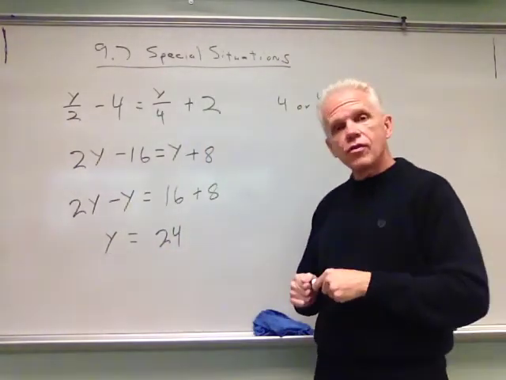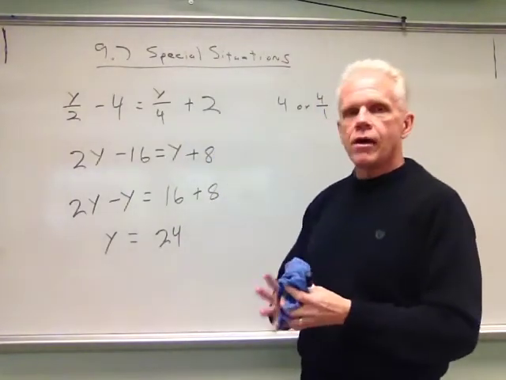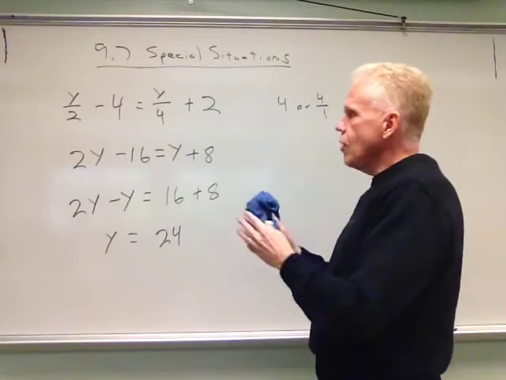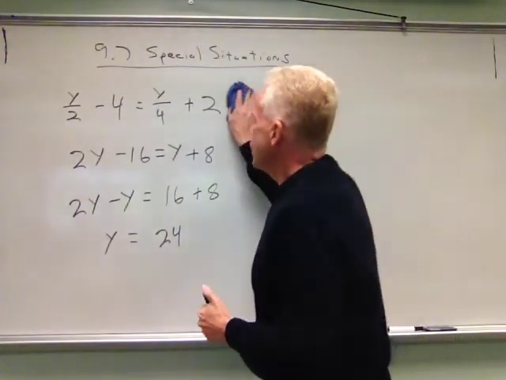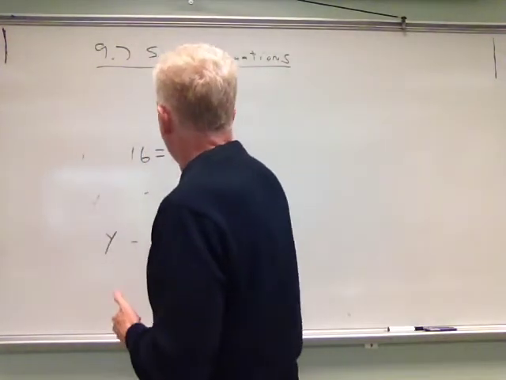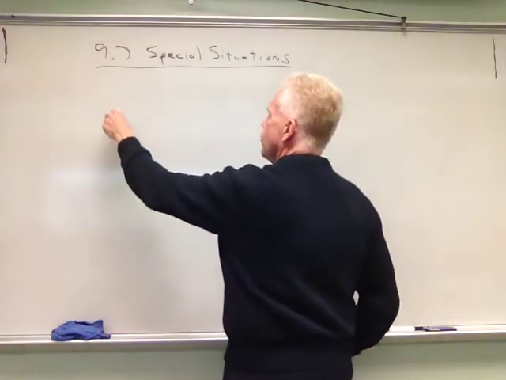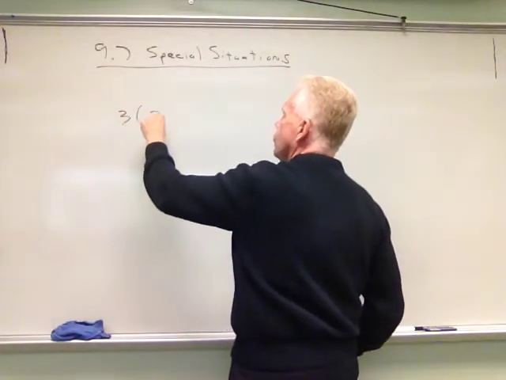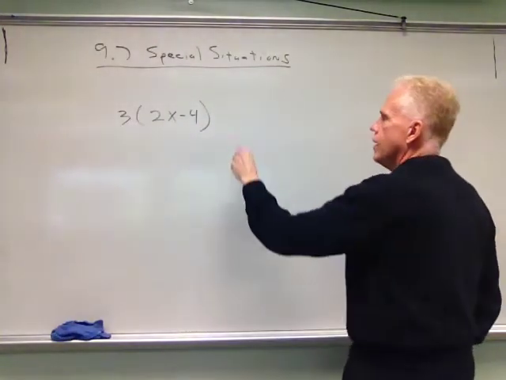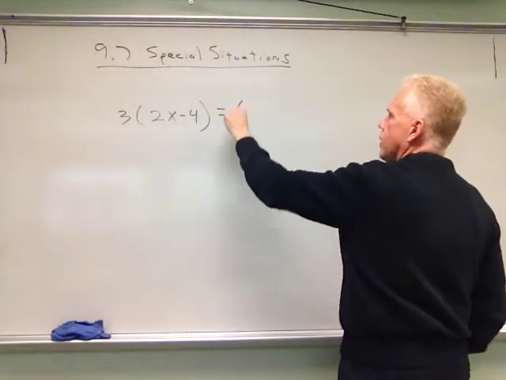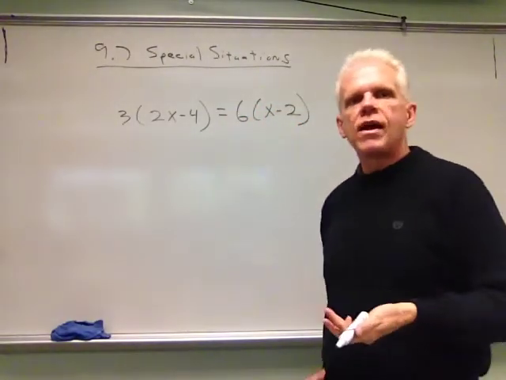Good deal. So there's a special situation where we're able to clear the fraction out by multiplying each term in the equation by the least common denominator. Let's take a quick look at another special situation. Let's take a look at a pretty simple equation. 3 times 2x minus 4. Okay, there's the expression on the left side. Now on the right side of the equal, let's put 6 times x minus 2. There's the expression on the right side of the equals.